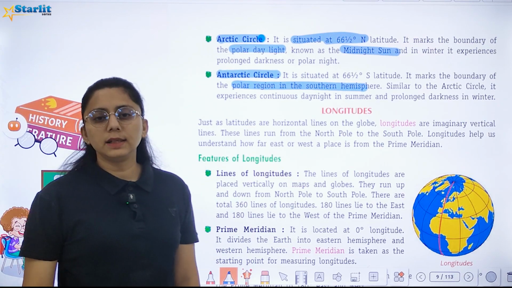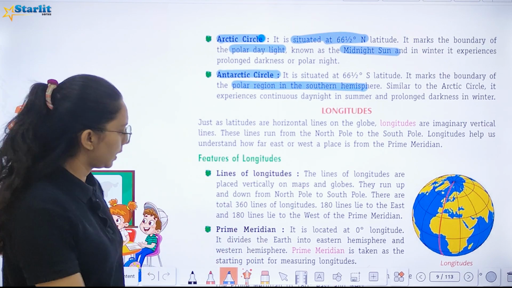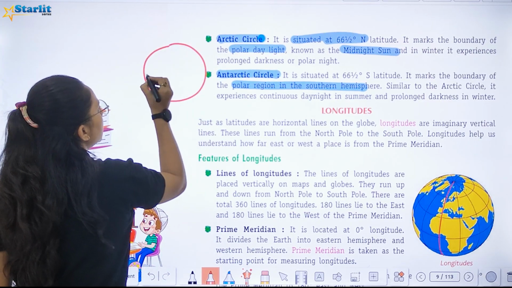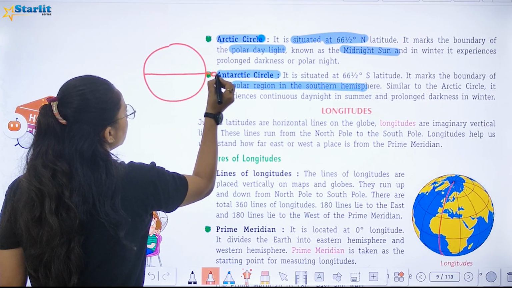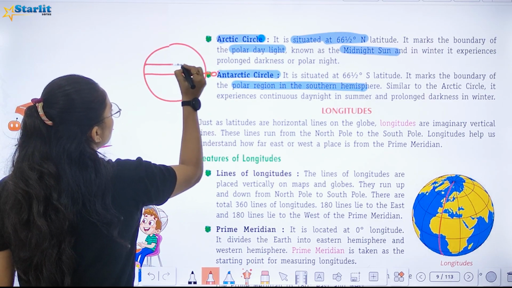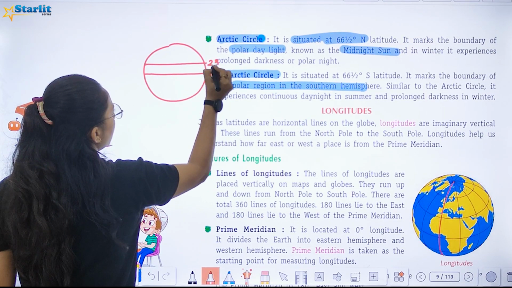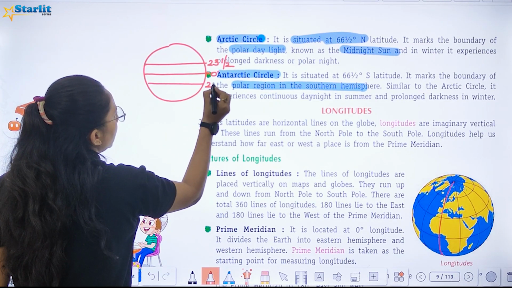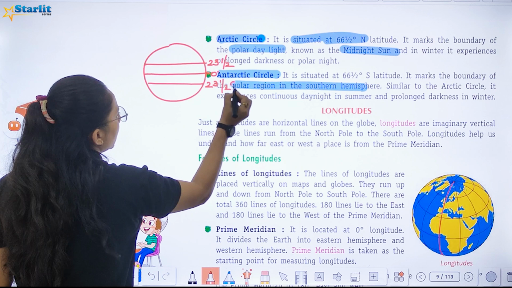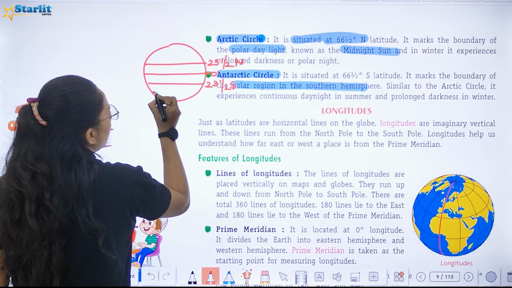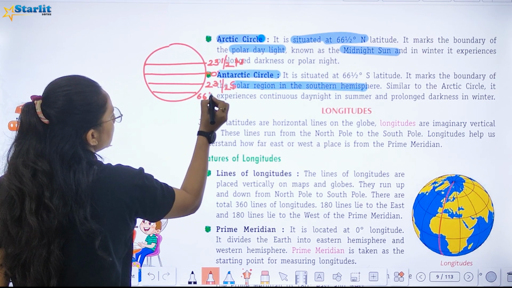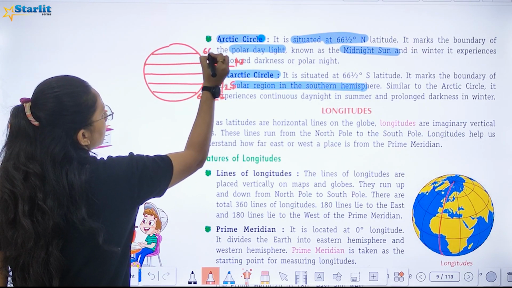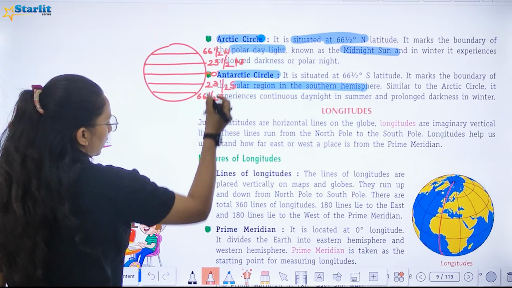Now we will study longitudes. First, let me show you over here the different lines of latitude. This is 0 degree, equator. 23.5 north, Tropic of Cancer. 23.5 south. This is north. Then we have the Arctic Circle 66.5 south, Antarctic Circle, sorry. We have the Arctic Circle that is 66.5 north.